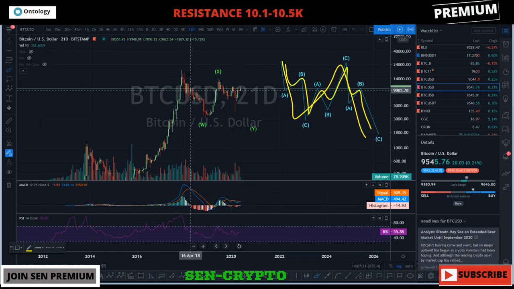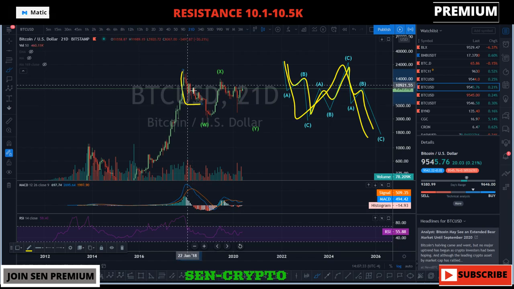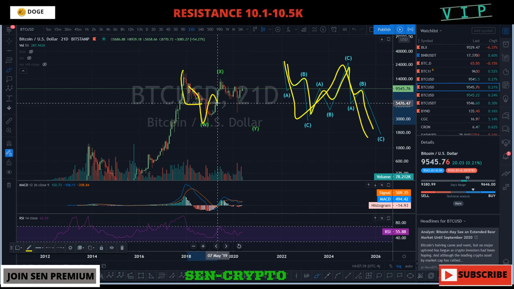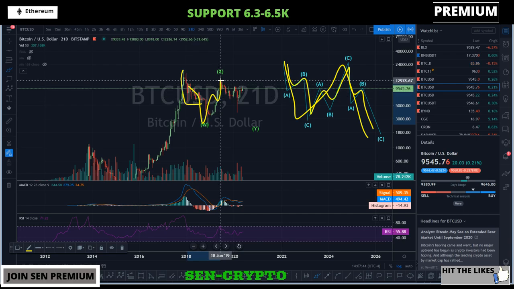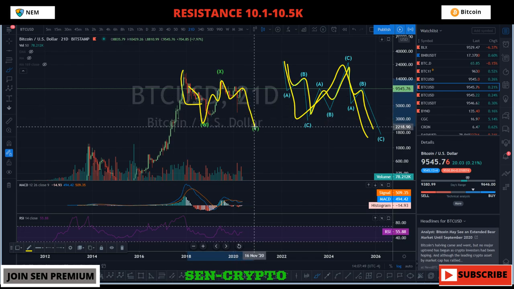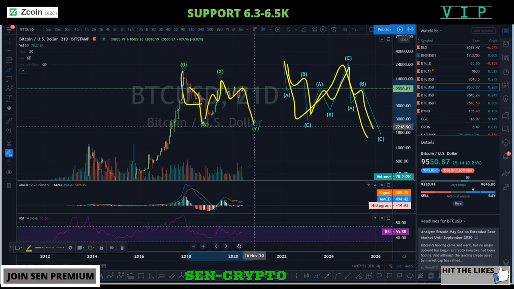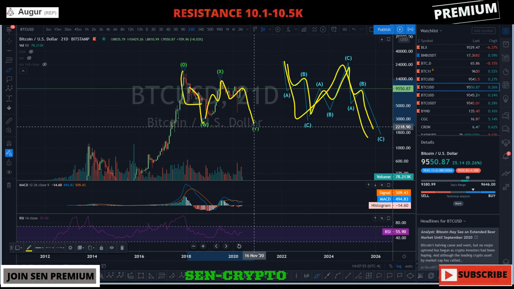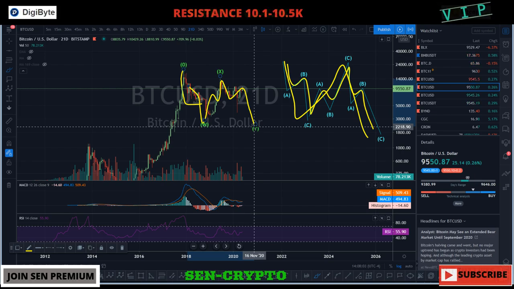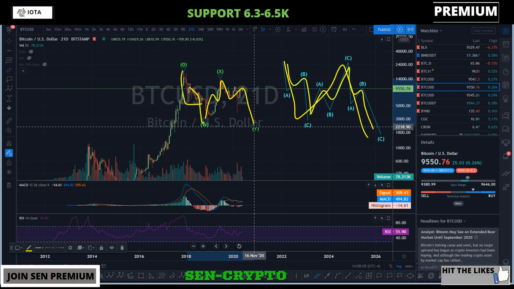As you can see, we got a clean three-wave move. On the lower degree, the corrective move we got from the 9k area to the 7k area was a corrective wave before the push to 14k, and we anticipate this move to also be a three-wave move down, all the way below the 3k level. On the macro scale, there's no doubt it is a three-wave move. But if you're very bullish, you might ignore the WXY correction and look for a 1, 2, 3, 4, 5 impulse wave up to 30k, 40k.